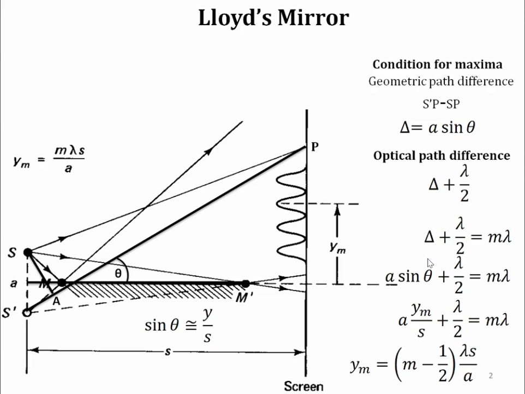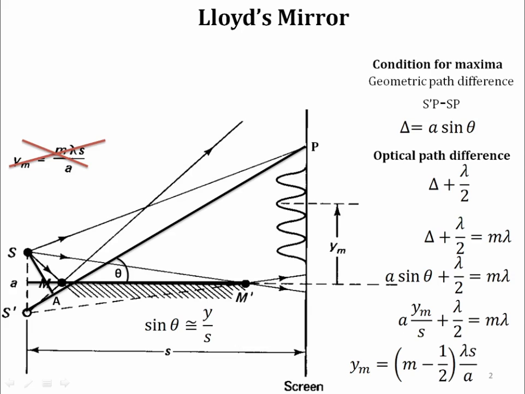I would like to bring your attention to the condition for maxima given in the book. This is not the correct expression, because what they have missed is the sudden phase change. During reflection, the ray suffers a sudden phase change of pi, so that has not been taken care of here. So this as such is wrong. So this is the correct expression. This you can say is the expression for dark fringe, or minimum intensity on the screen.